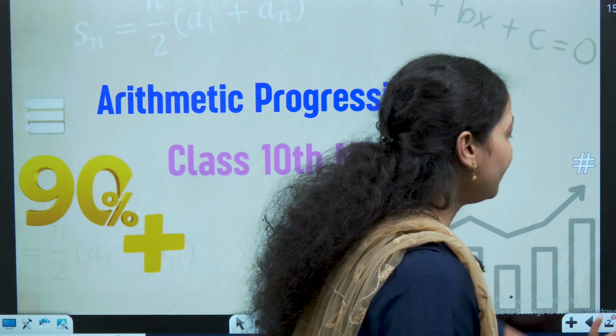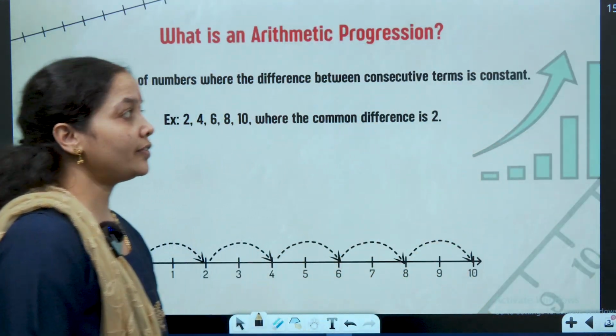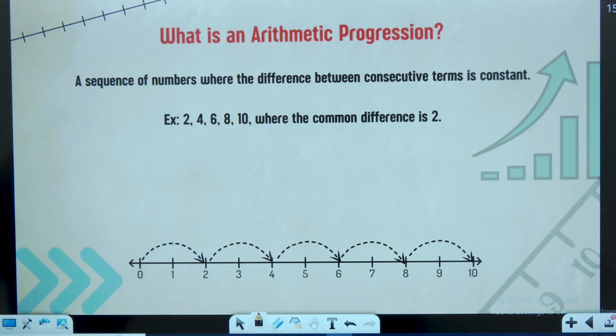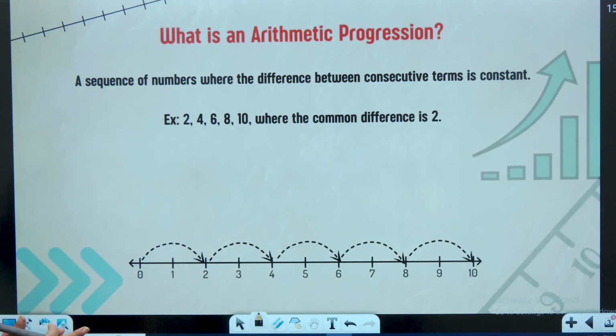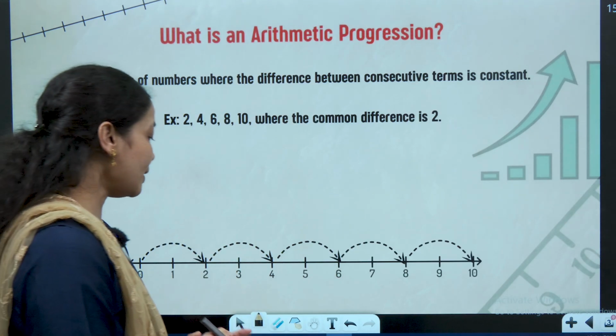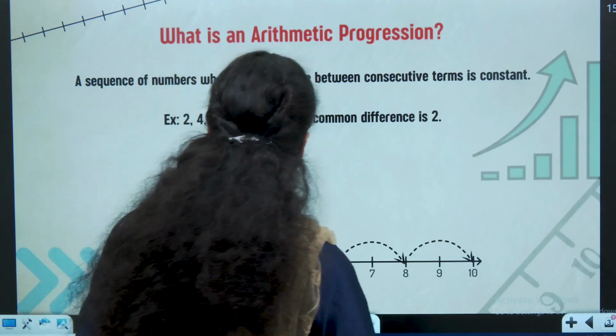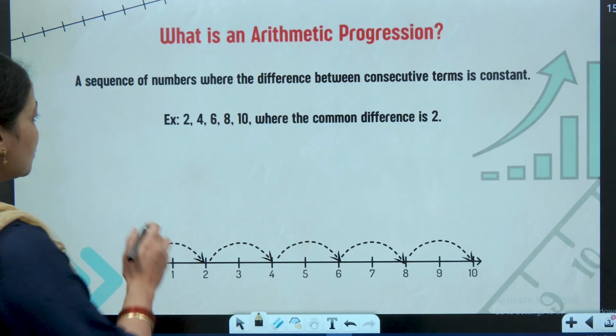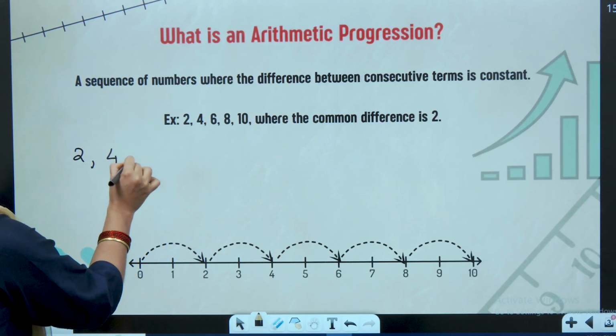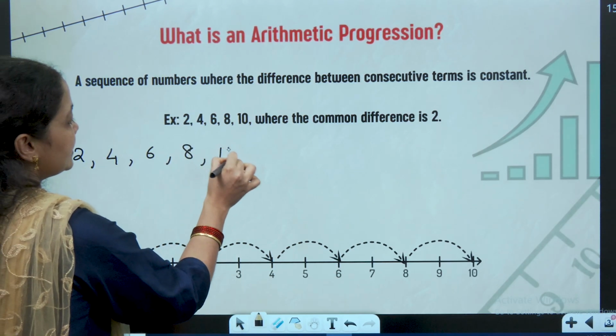Alright, so this is arithmetic progression. Related to that, the first term that we have to understand is what is a sequence. A sequence is a set of numbers where the difference between consecutive terms is constant. What do I mean by that? If I have, for example, 2, 4, 6, 8 as the given sequence, 2, 4, 6, 8, 10, etc.